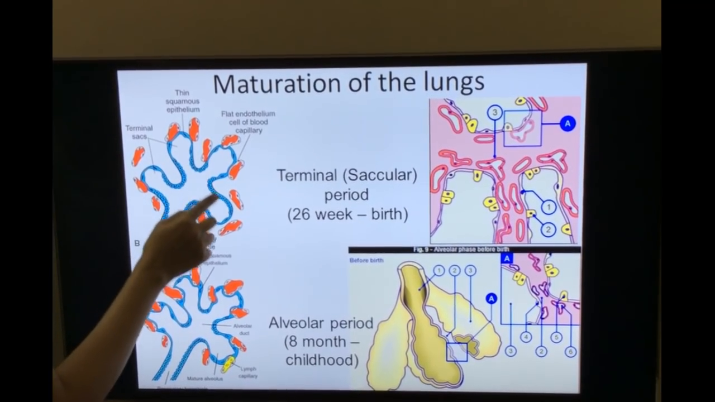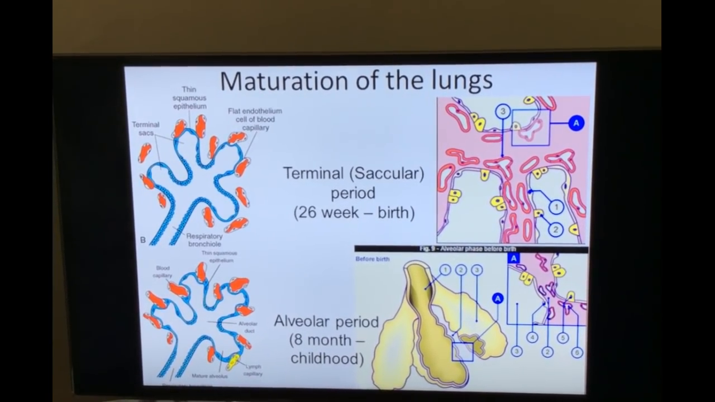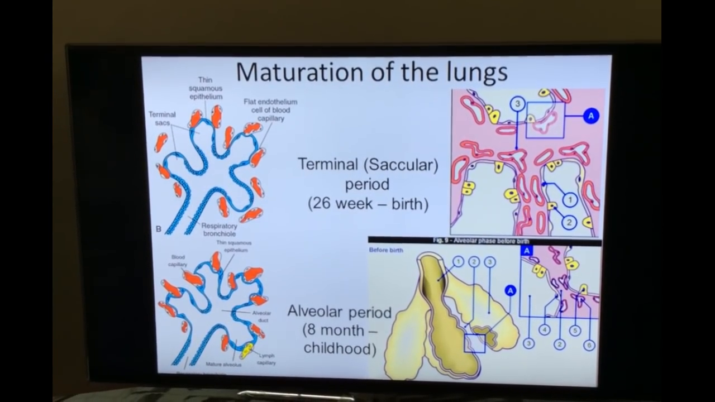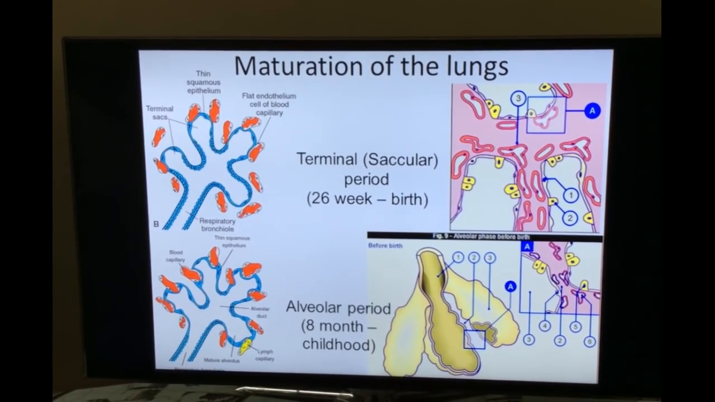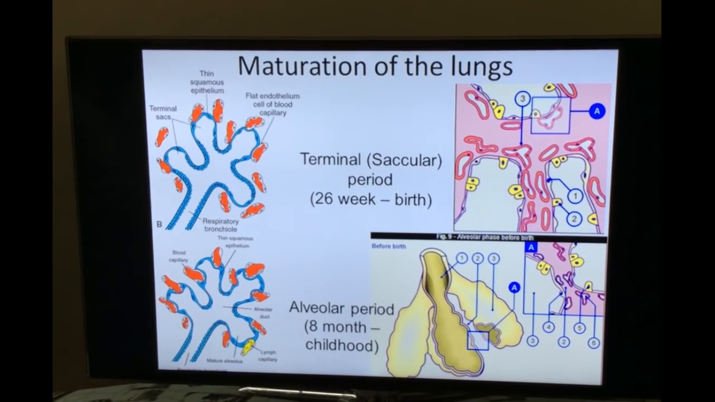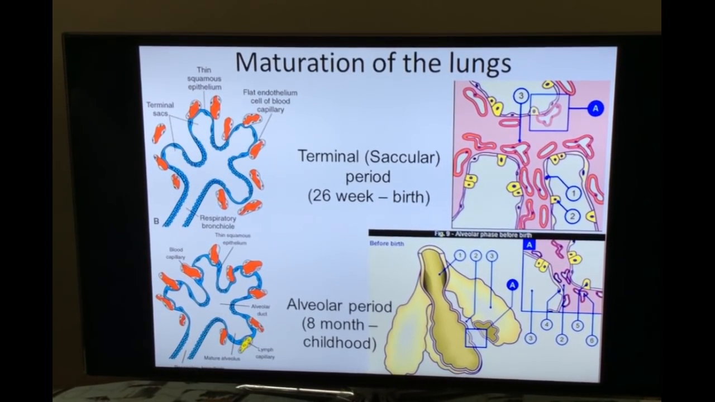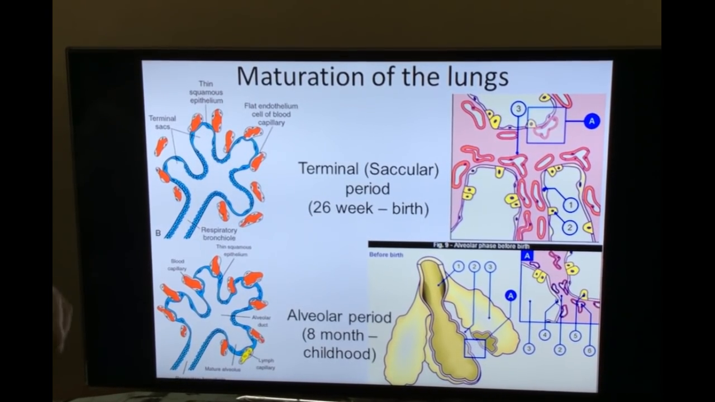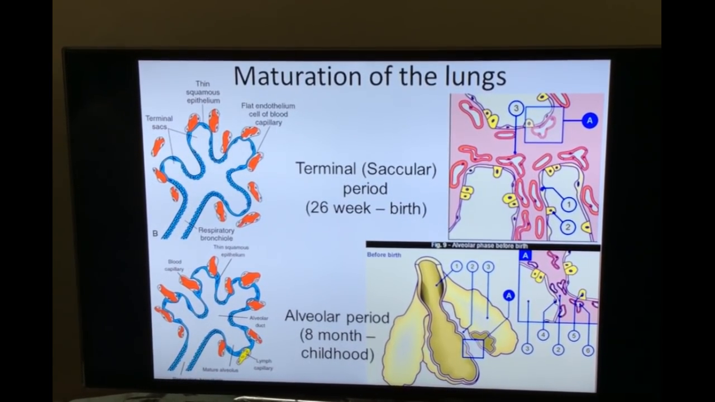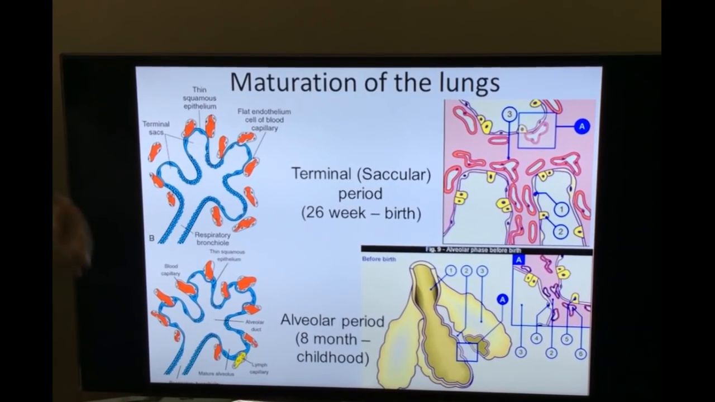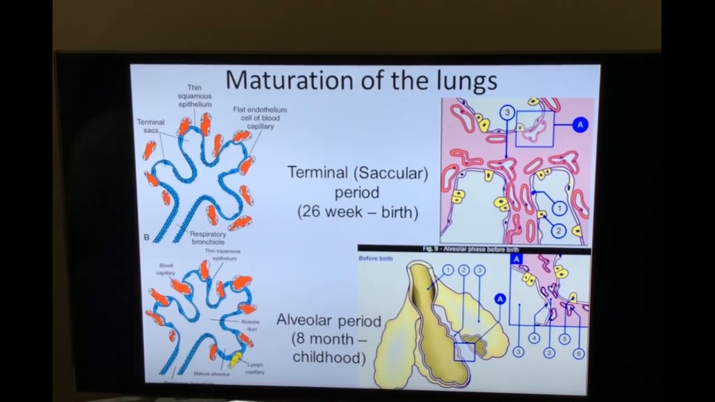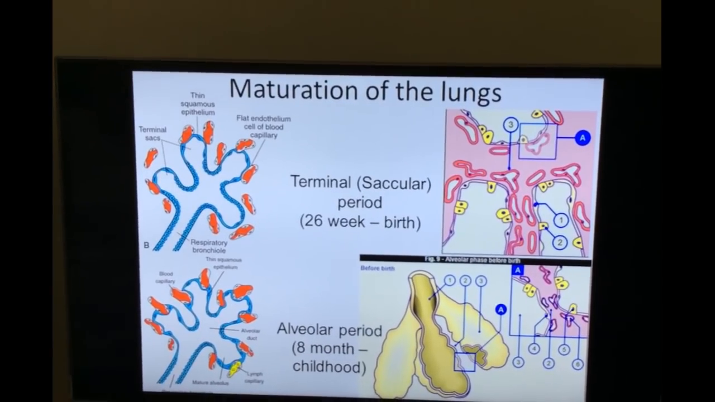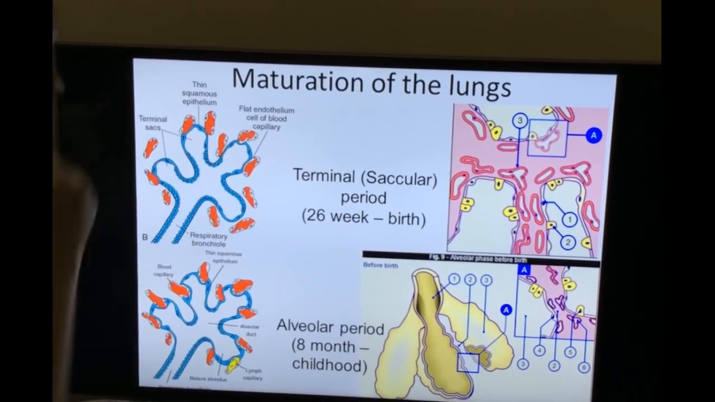There are some cells which are cuboidal in nature. They don't become flat. They are called type 2 alveolar cells. Their main function is to produce surfactant. So what is this surfactant? It is a phospholipid which is very important, which prevents the collapse of the alveoli. So it is a fatty phospholipid which is produced by type 2 alveolar cells.